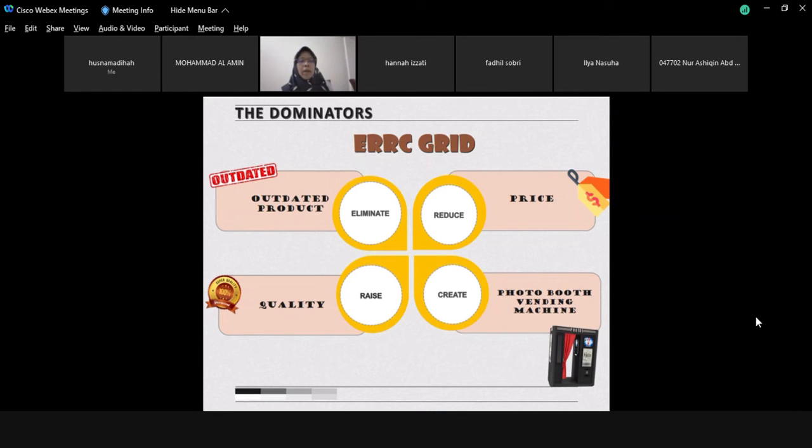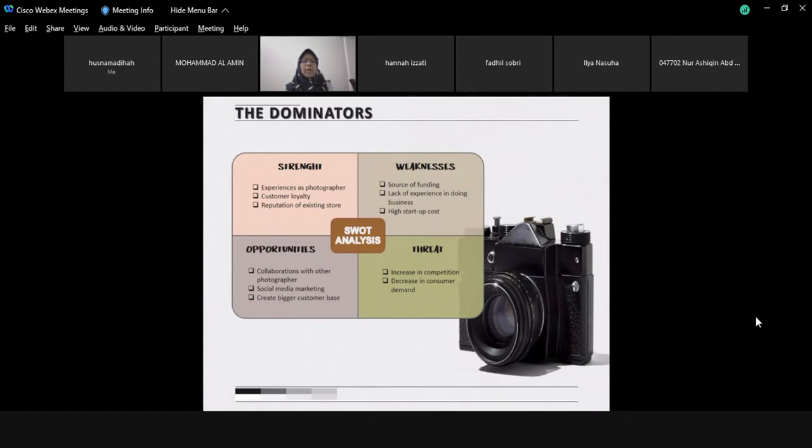Yes, Prof. Okay. Is there any relationship between the SWOT analysis and the ERRC? Show the SWOT analysis, please. Okay, is there any relationship between this SWOT and the ERRC? I think there is a relationship. How are they related? Because every SWOT analysis can improve the ERRC grid.